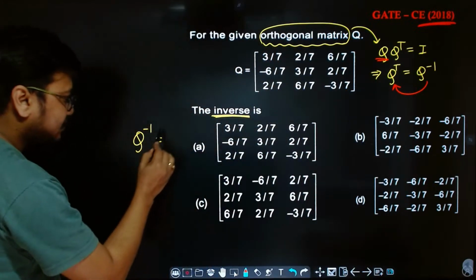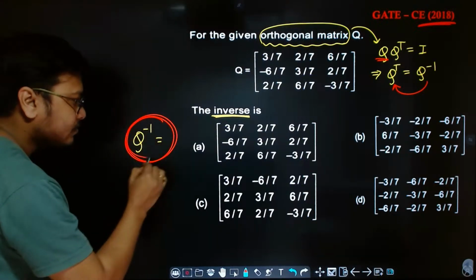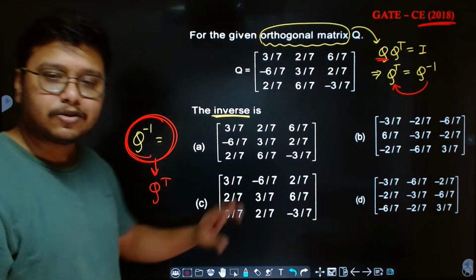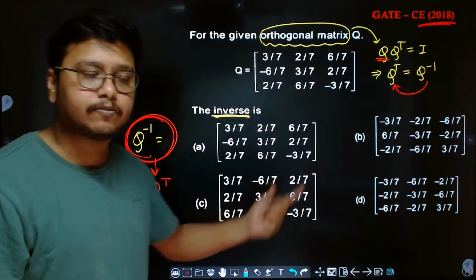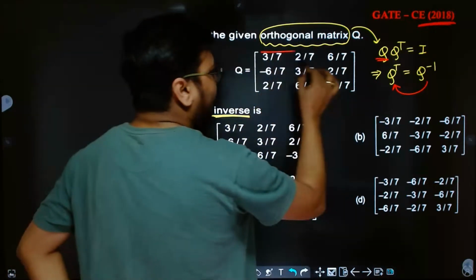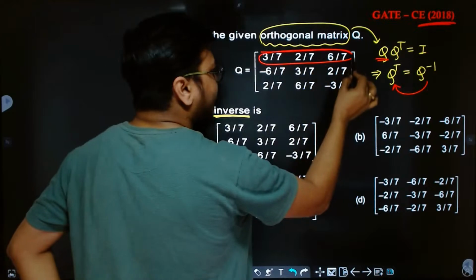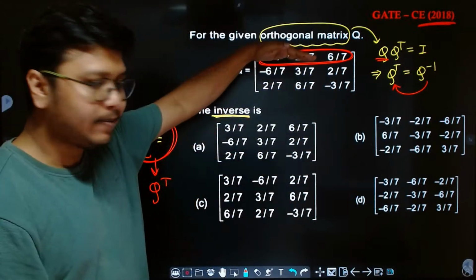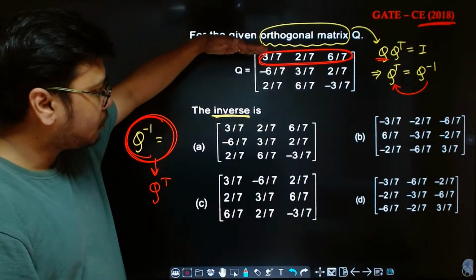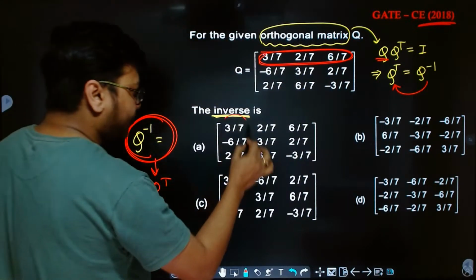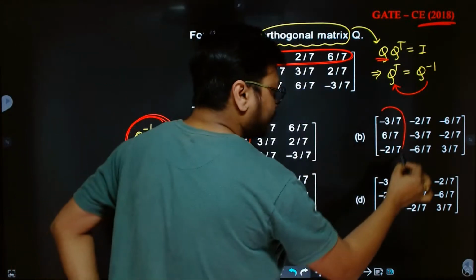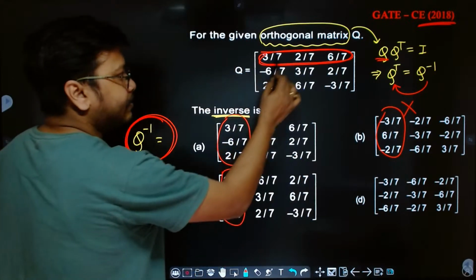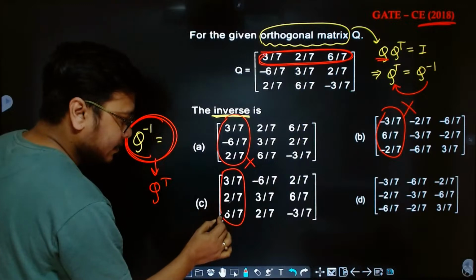And the question is asking me to find out Q inverse. So basically all I have to find out is Q transpose. So just try to find out this row is present in which column, because I have to do transpose, right? Row will become column. So this row is present in which column? It is not present in this column. It is not present in this column. It is present over here. See, 3 by 7, 2 by 7, 6 by 7, 3 by 7, 2 by 7, 6 by 7.